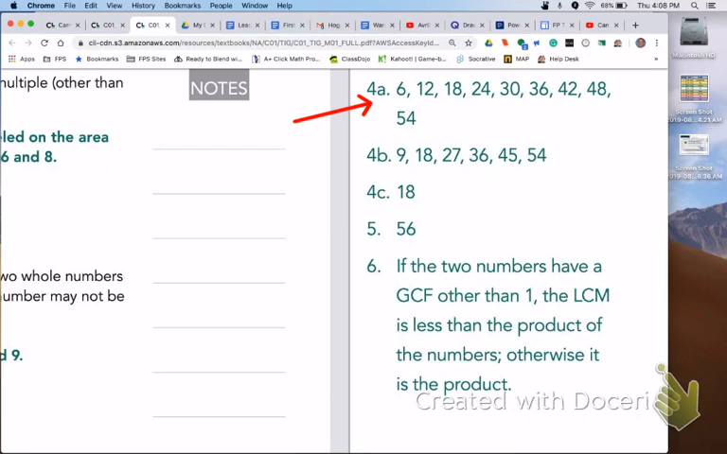For number 4, letter A, the first 9 multiples of 6 are 6, 12, 18, 24, 30, 36, 42, 48, and 54. For number 4, letter B, the first 6 multiples of 9 are 9, 18, 27, 36, 45, and 54. And the LCM of 6 and 9 would be 18. For number 5, the LCM of 7 and 8 would be 56. And for number 6, if the two numbers have a GCF other than 1, the LCM is less than the product of the numbers, otherwise it is the product.